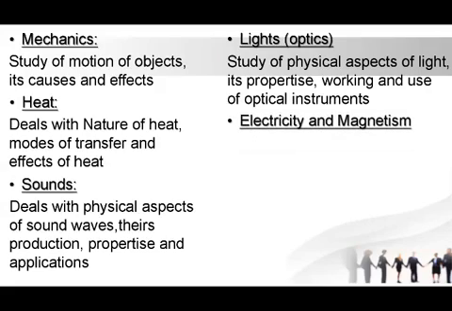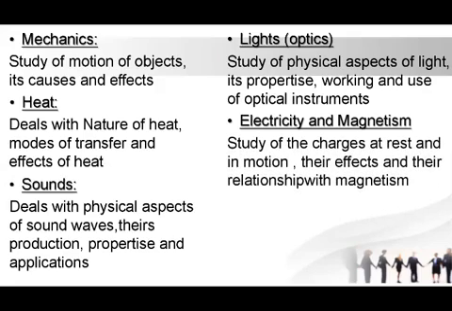Electricity and magnetism. Study of the charges at rest and in motion, their effects and their relationship with magnetism. In electricity, we study charges, flow of current, flow of electrons, flow of positive charges, flow of negative charges. Anything which produces effects like light, heat, sound, and motion is called electricity. And magnetism is the effect produced due to the flow of current.